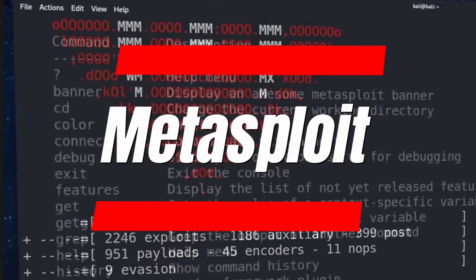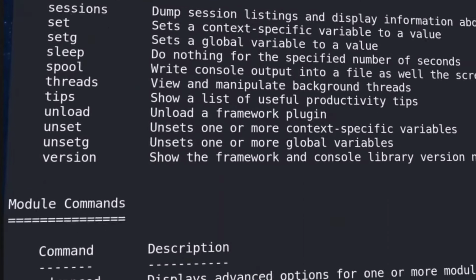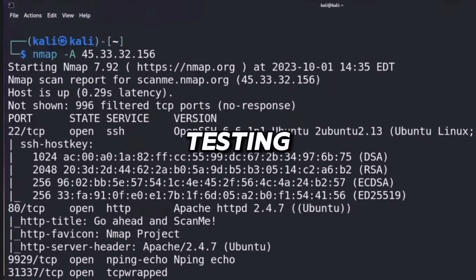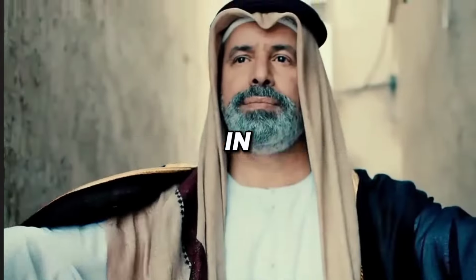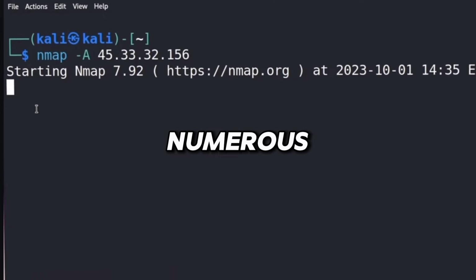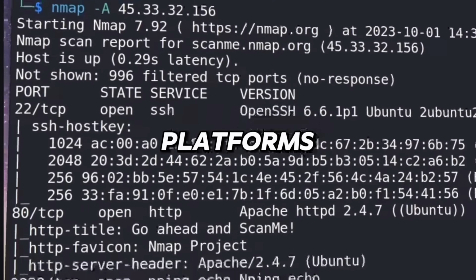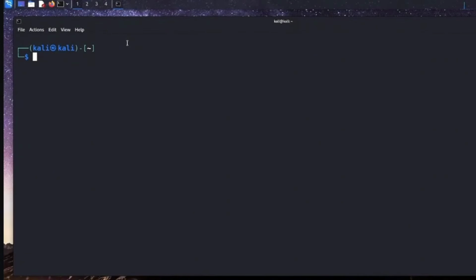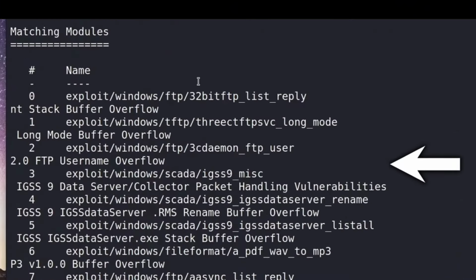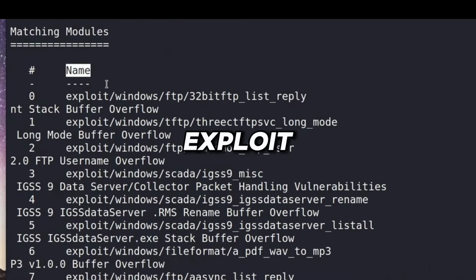Metasploit is another heavyweight in the hacking software arena. It's an extensive framework that provides the tools needed for penetration testing and exploiting vulnerabilities in systems. Metasploit's database is vast, with numerous exploits for various platforms, ranging from operating systems to web applications. Users can simulate real-world attacks to test their defenses, identifying weak points before malicious actors can exploit them.